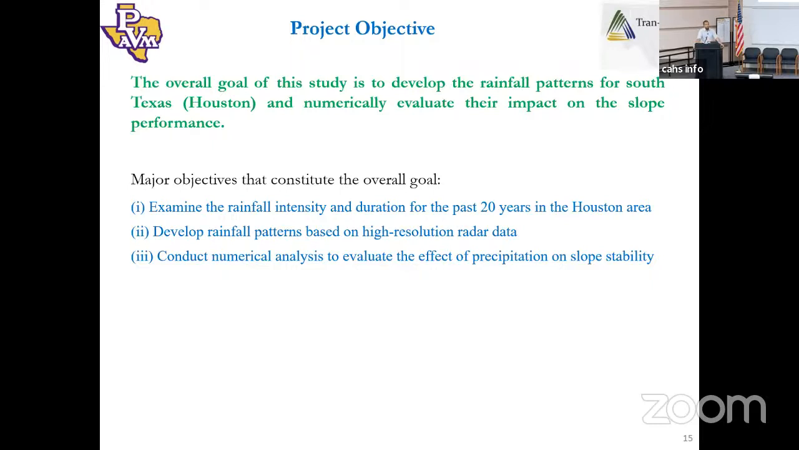I was the PI on this project, and two other faculty from the University of Texas at San Antonio were the co-PIs, and together we developed this intensity duration curve. Then we tried to incorporate that IDF into our numerical modeling to see the effect of this rainfall pattern on slope instability. We developed a rainfall pattern based on high resolution radar data and conducted a numerical analysis to evaluate the effect of precipitation on slope stability. So that was the overall objective of this project.